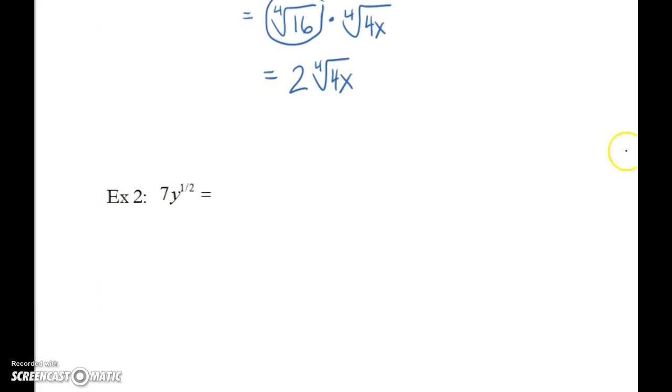All right, example 2, we want to write this in radical form. Now notice only the y has the power on it. So y is the only part of our problem that's going to go under the root symbol. 7 has an implied power of 1. We can leave that as 7. y goes under our root symbol. And our index is 2, and our power is 1. As mentioned above, when your index is 2, that's basically just square root. So it's 7 square root of y.